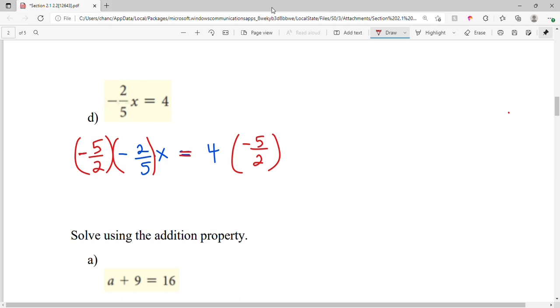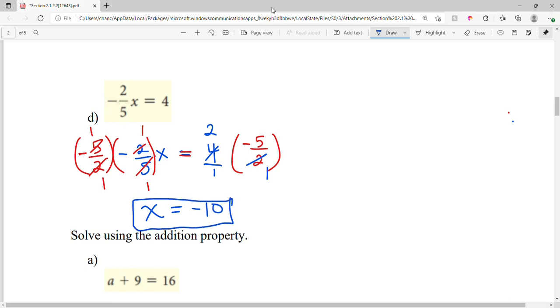Notice when we multiply now, we can reduce diagonally. So the 2 reduces to a 1, the 5 reduces to a 1, and the negatives become a positive. This simplifies now as negative 1 times negative 1 times x, or just a positive x, and that's equal to, well, I can simplify this fraction on the right, put it over a 1 here for the 4, reduce, 2 divided by 2 is 1, 4 divided by 2 is 2, so this is 2 times negative 5, so that's negative 10. x equals negative 10.